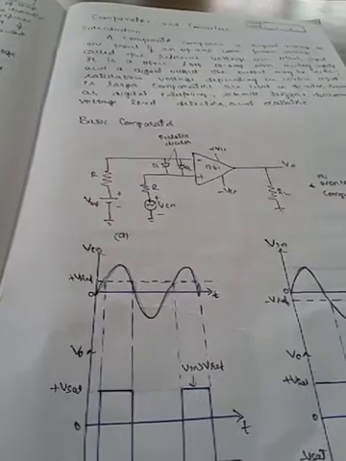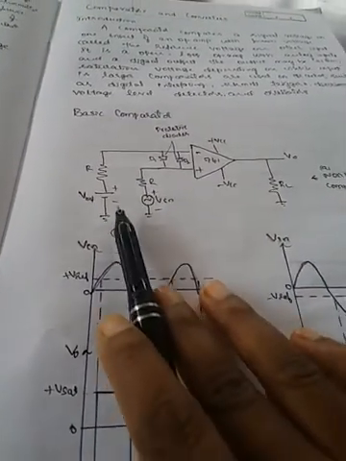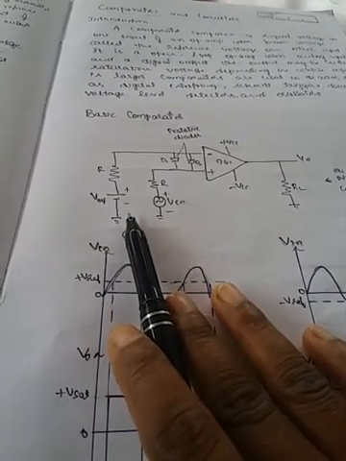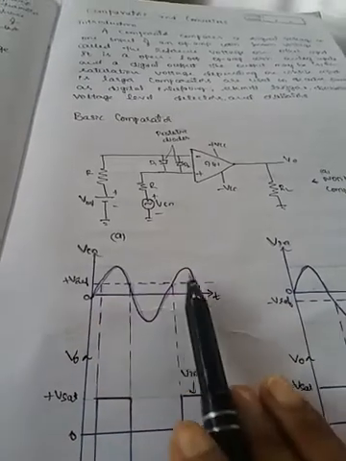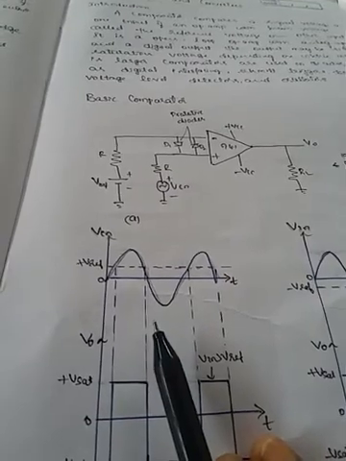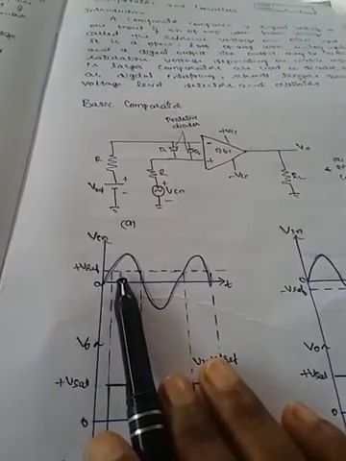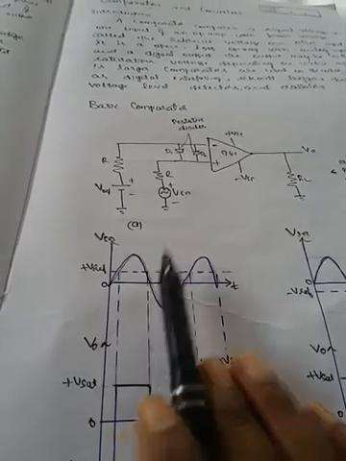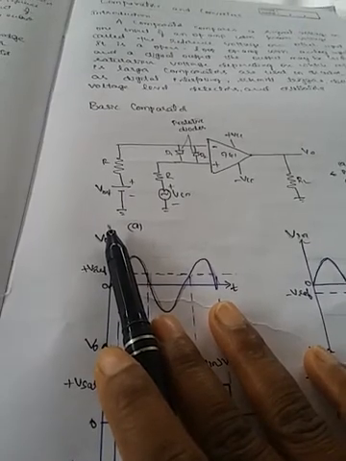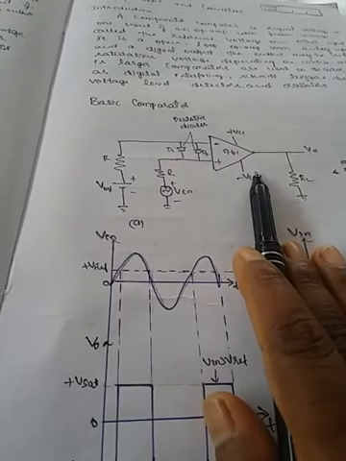Now look here. Since the input is applied to the non-inverting terminal, it also depends on whether the reference voltage is positive or negative. Here the reference is positive. This waveform shows the case for a positive reference voltage. For example, the reference voltage may be 5 volts or 3 volts. In this case, if the input voltage is greater than the reference voltage, then the non-inverting input is greater than the inverting input and the output will go to high level.